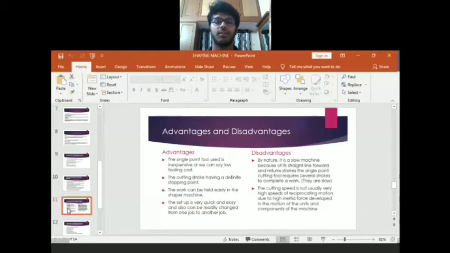Disadvantages. By nature, it is a slow machine because of the straight line forward and return strokes. As it has only a single cutting stroke, it requires a large number of strokes to perform the cutting operation. This increases the time of the operation. The cutting speed is not usually very high because of the speed of reciprocating motion and the high inertia force developed in the motion of the units and components of the machine.